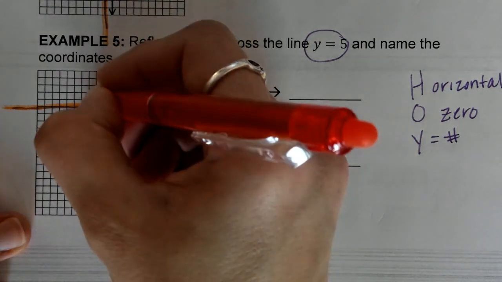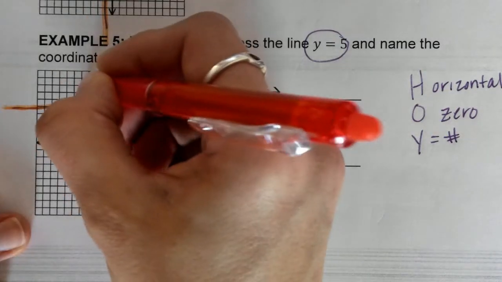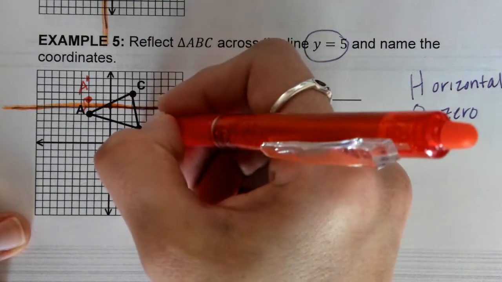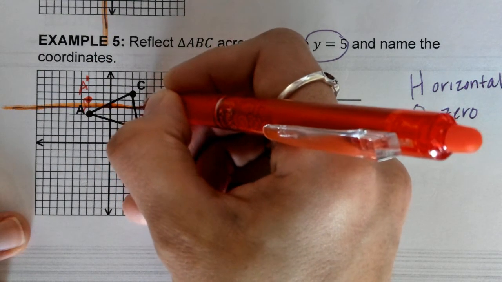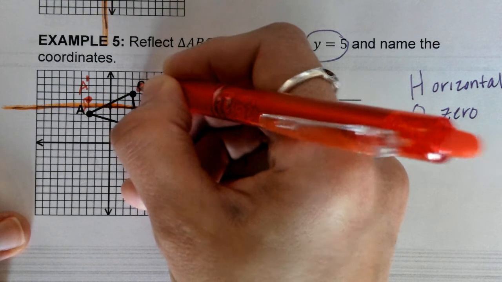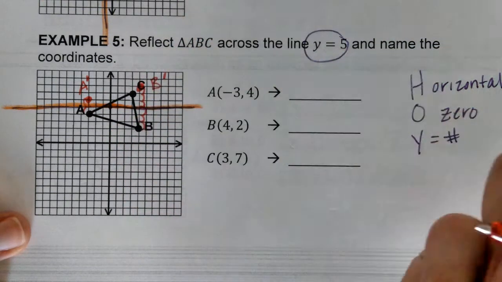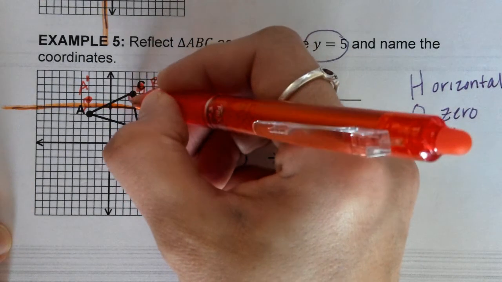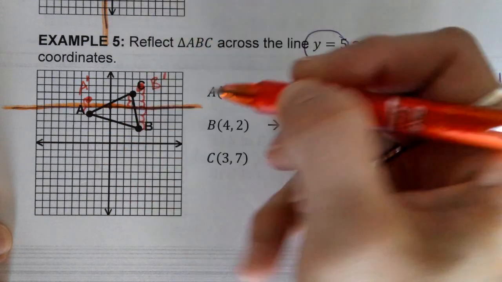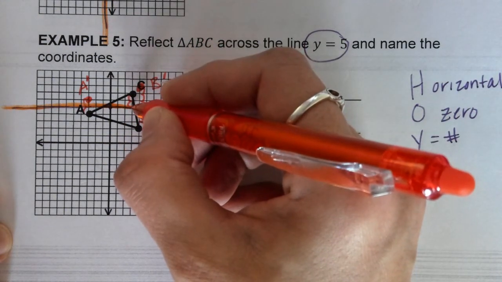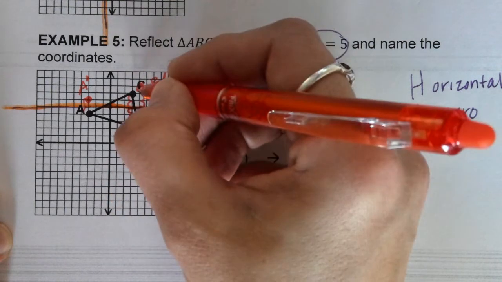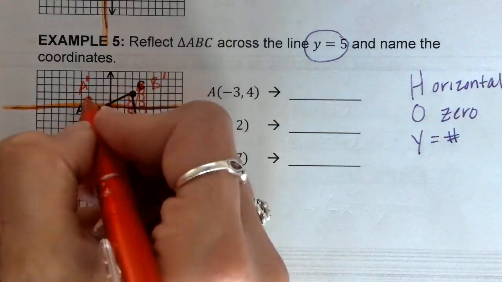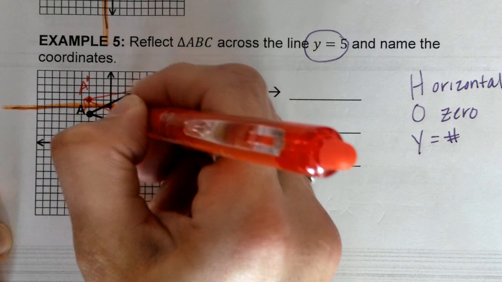I'm going to go 1 to get there, so I'm going to go 1 on the other side. There's A prime. B, I see I'm going 1, 2, 3, so I need to start over on the other side. 1, 2, 3. Oop, right on top of the C. B prime. Point C, we're going 1, 2 to the line of reflection. Start counting over again, going past it. 1, 2. Here's C prime. We connect those.